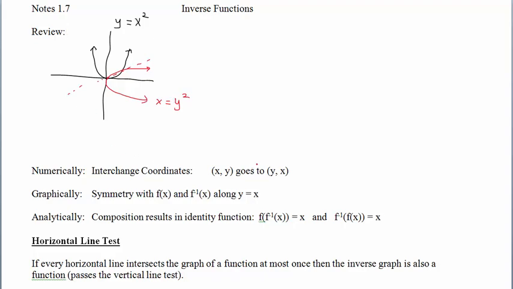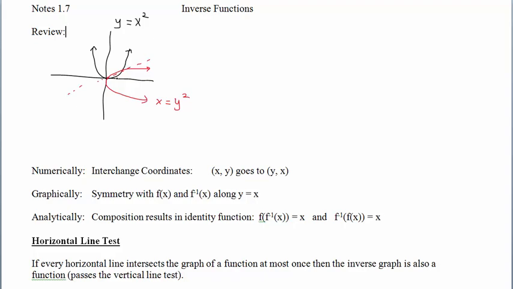Some of the topics that are going to be addressed in this lesson are inverse graphs and functions. You can see that y equals x squared is a function. It passes the vertical line test. However, its inverse graph is not a function because it fails the vertical line test. So that's one of the topics we're going to be talking about. We see symmetry along the line y equals x.